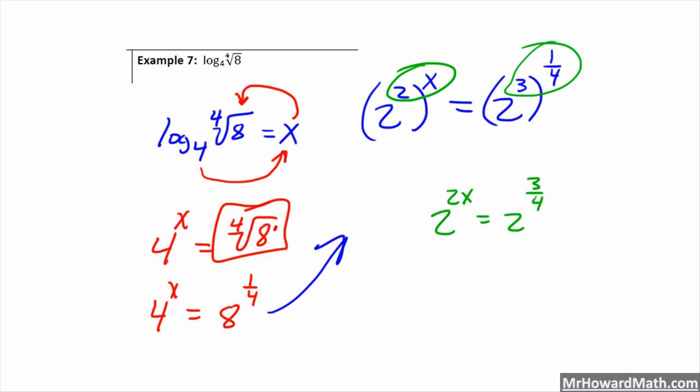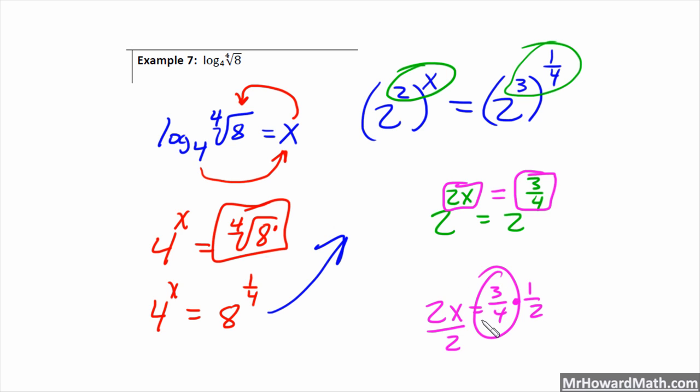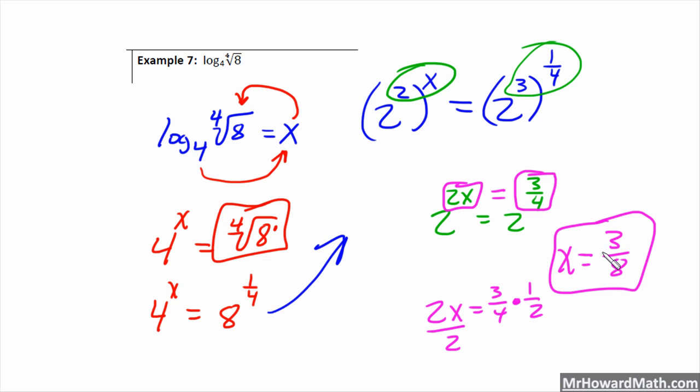Okay, now we have like bases, so we just take those exponents, set them equal to one another, and solve. So we have 2x equals 3/4. Divide by 2. Dividing by 2 is the same thing as multiplying by 1/2. Since we're working with a fraction over here, that's what I'm going to choose to do. So finally, the answer is x equals 3/8. All right, that is it for this lesson and this video.